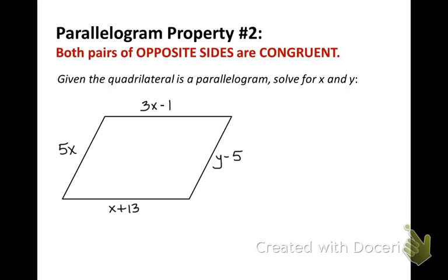Okay, so this property says that both pairs, and again, the key word here, we need both pairs of the opposite sides to be congruent, not just one pair of opposite sides to be congruent. All right. So I am telling you that the quadrilateral is a parallelogram, and I want you to find x and I want you to find y so that this is true. Who can tell me where I should start based on this property?